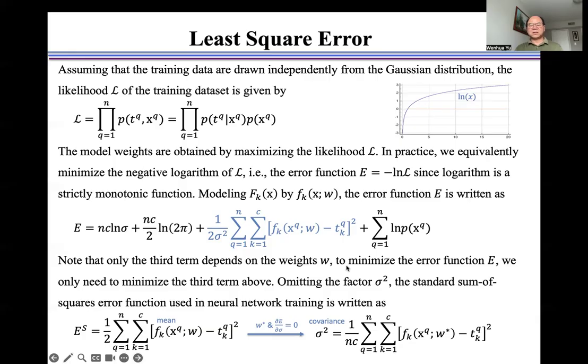To minimize the error function E, we only need to minimize the third term here, omitting the factor sigma squared. The standard sum of squares error function used in neural network training, as shown here, using the W asterisk and the derivative of E with respect to sigma. We got the covariance here.